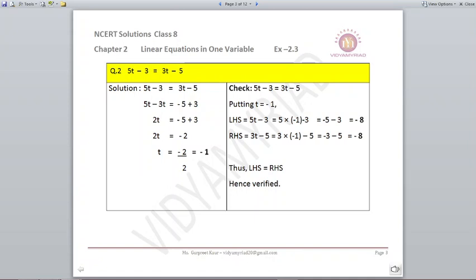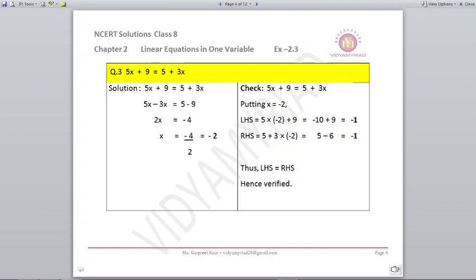Now I will put this minus 1 in my left hand side as well as on my right hand side and see whether both the answers are coming same or not. So on my left hand side equation we have 5t minus 3, 5 into minus 1 minus 3, it comes minus 8. Same way in the right hand side I have 3t minus 5, 3 into minus 1 minus 5, that comes out to be again minus 8. My left hand side is equal to right hand side and hence it is verified.